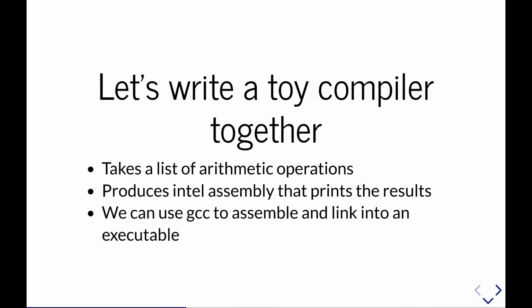So that's how you can have GCC show you the machine code in the assembly format. Okay, so as I said, it takes a list of arithmetic operations, produces Intel assembly, and then once we have that Intel assembly, we can use GCC to assemble and link it into an executable for us.